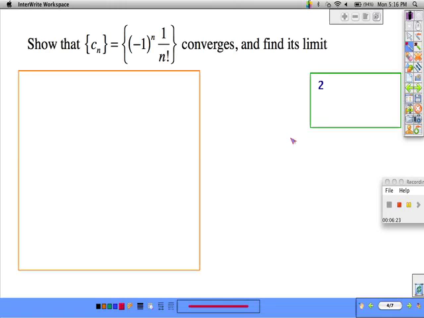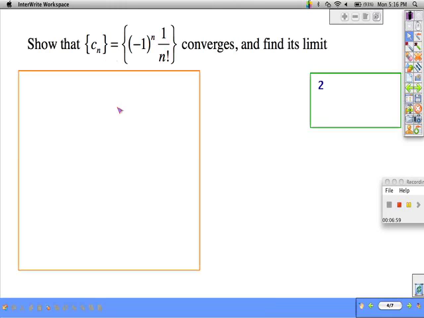So we have sequence c sub n defined as -1 to the n times 1 over n factorial. We want to show that this converges, and also we want to find its limit. This is something that we can't just flat out find the limit for. We don't have any skills for that so much. We can't use L'Hopital's rule. We have this factorial. -1 to the n, that's not nice.